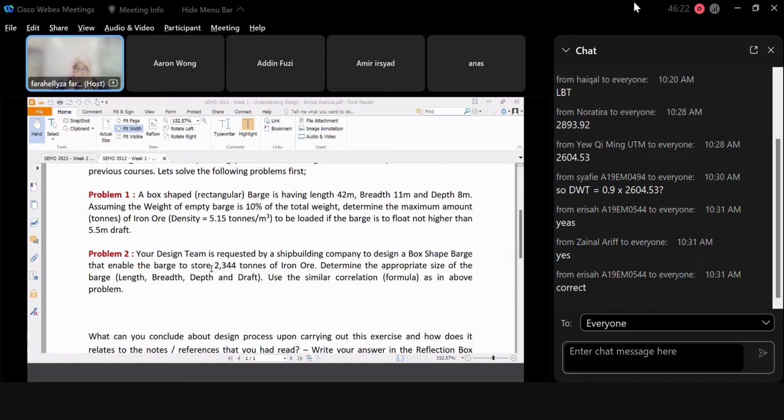So now we try to solve problem 2. Problem 2 is actually a reverse of problem 1. Let's say you don't have problem 1, so you do not know the L, B, D, T. This is the first problem you are given. You have a box shape, 2344 tons. So what is the size? That is basically the answer that you need to find out.